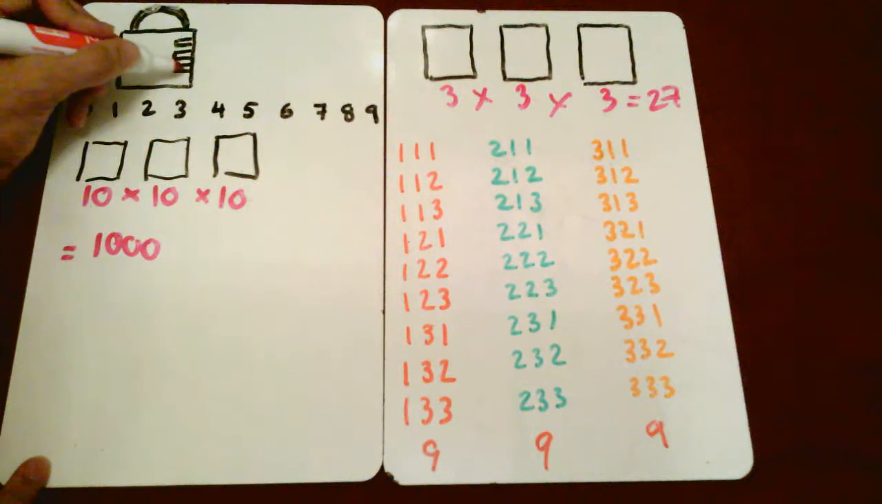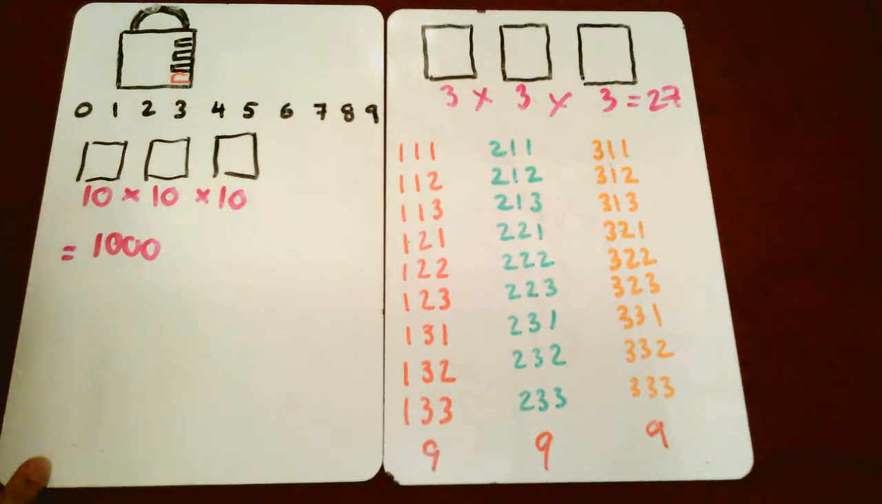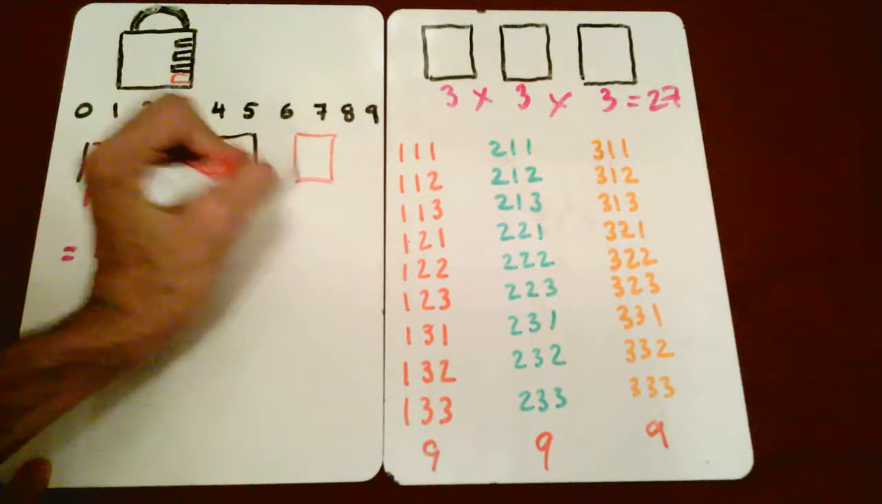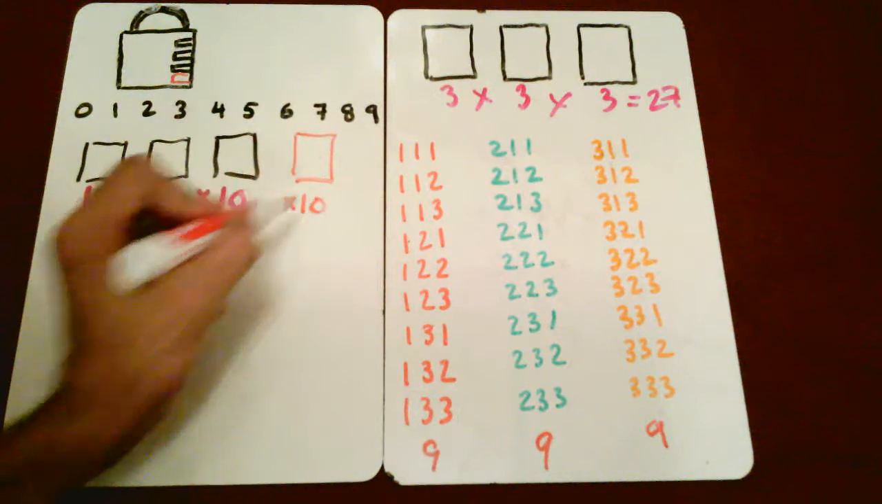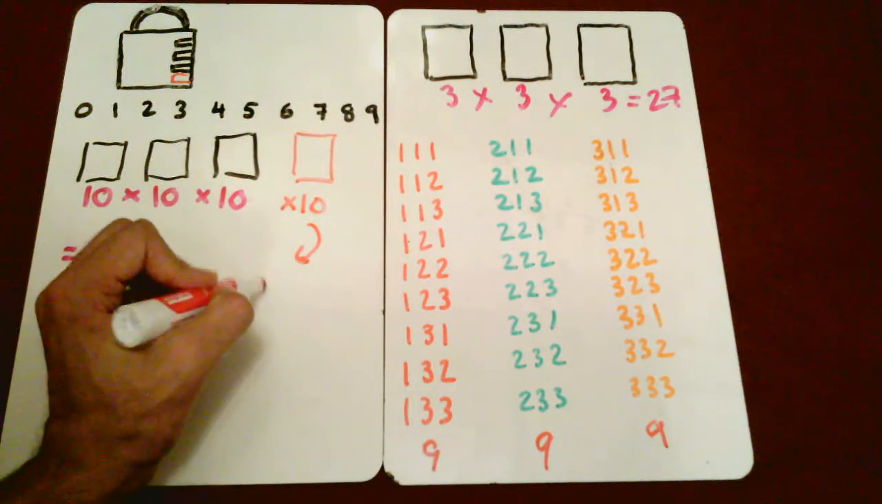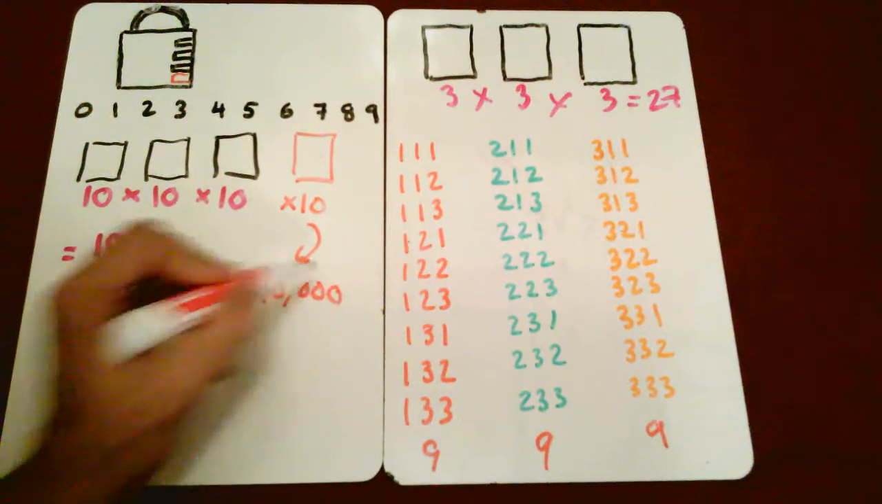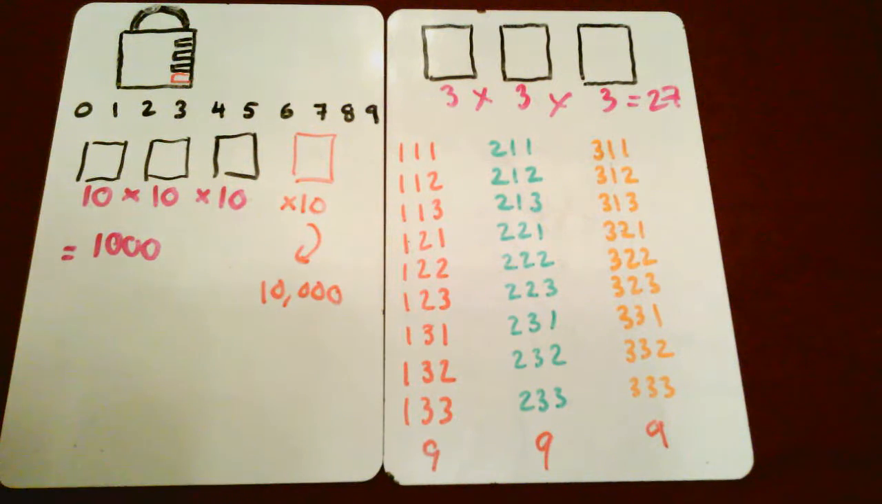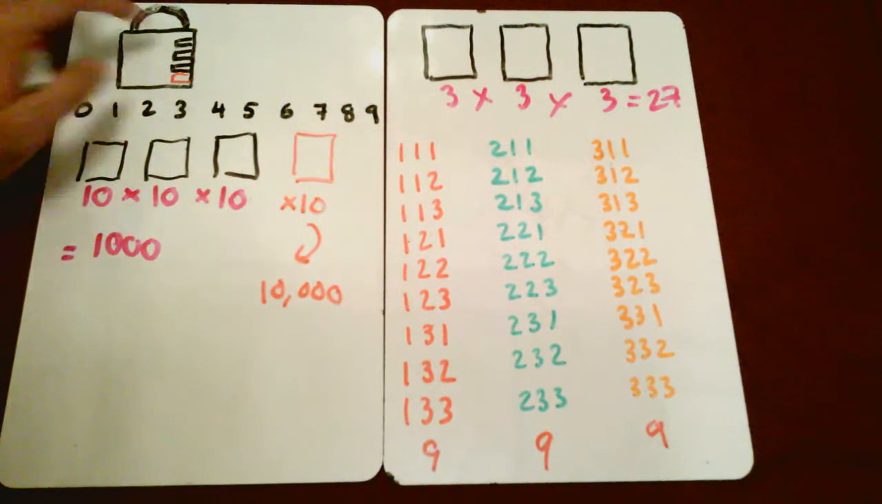If we added a fourth one, there'd be a fourth box, which means you'd multiply that by 10 again, meaning that there would now be potentially 10,000 different combinations that you could possibly get with a padlock with 4 of these things, compared to 3 of these things.